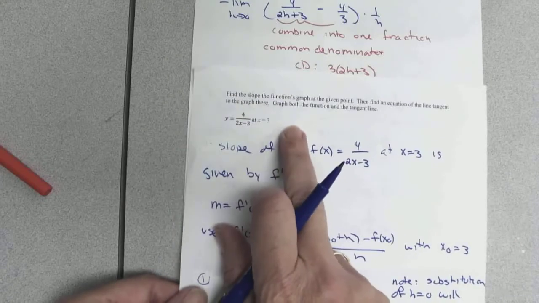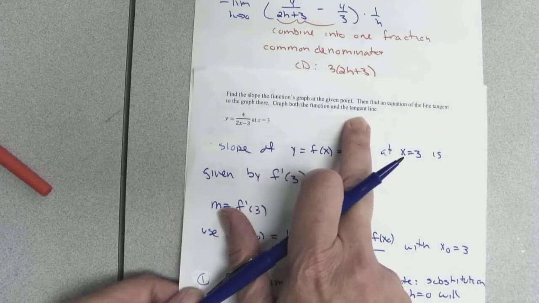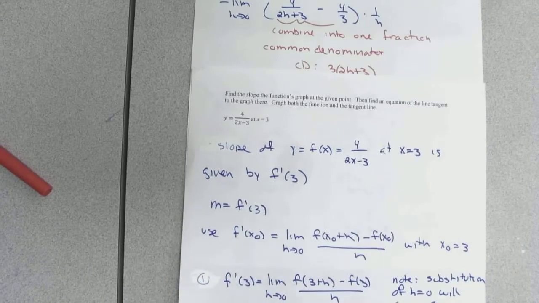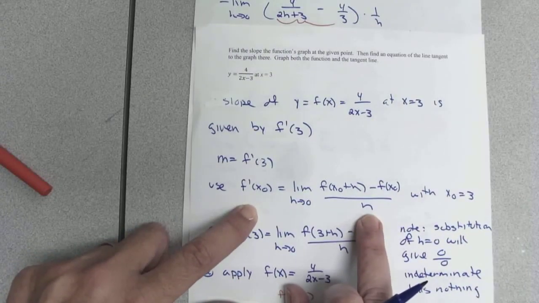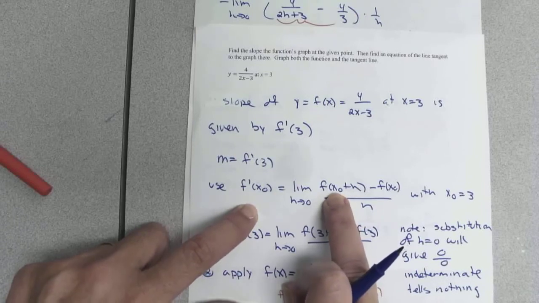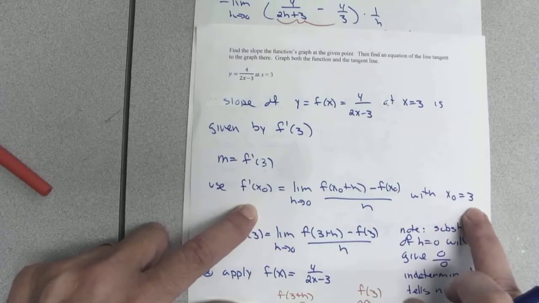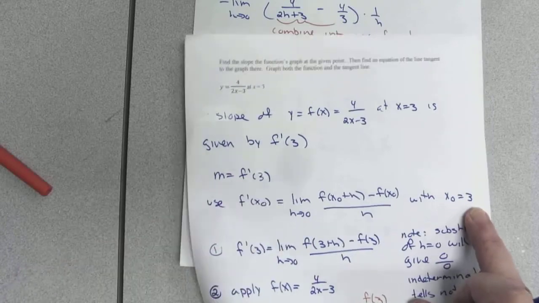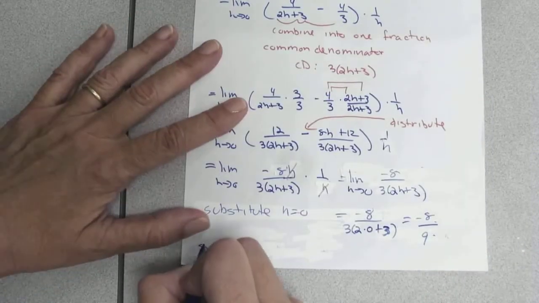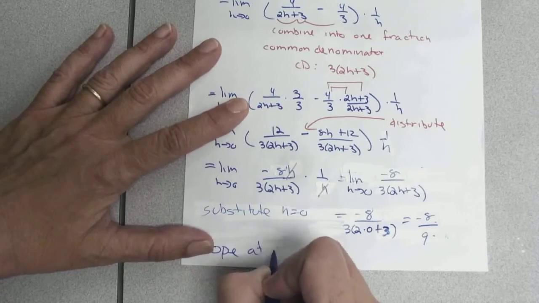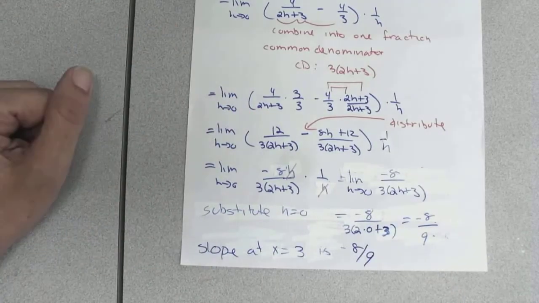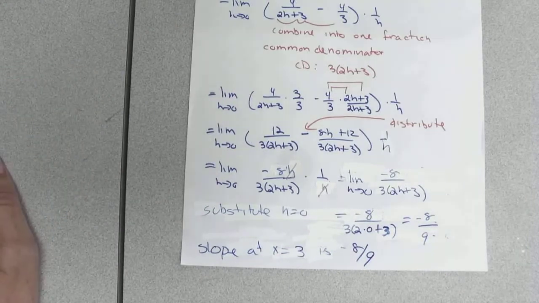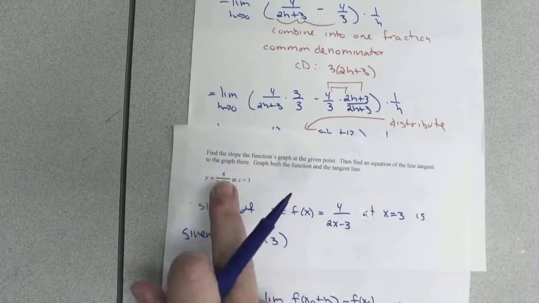And so remember what the instructions for this problem were, way back when. It was find the slope of the function's graph at the given point, was the first instruction. The slope at a point is given by this formula, where I replace the x naught with whatever value they gave me. In this case, x naught equals 3. And so what we have found here is the slope at x equals 3 is negative 8/9. The derivative at a point gives you the slope. So there was the first set of directions.